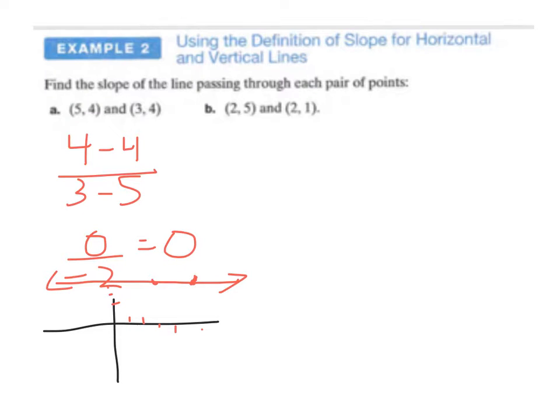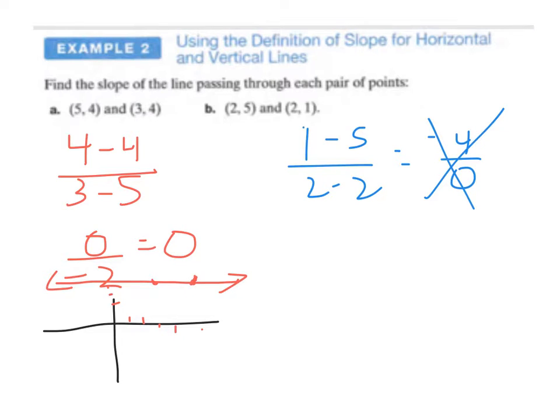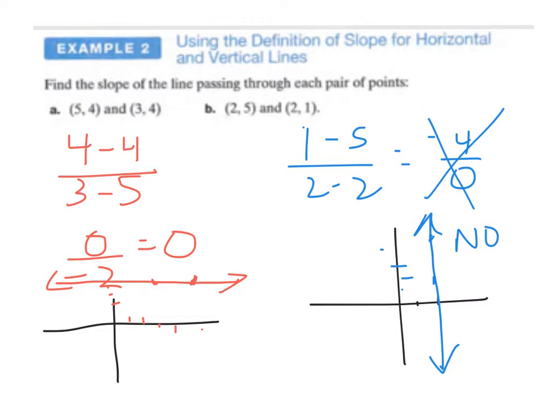Now if we look at this next one, and I go 1 minus 5 and 2 minus 2, we get -4, but we get a 0 in the denominator, and this is a bad thing. When we have a 0 in the denominator, we don't have a slope, it doesn't exist. If I plot that point, 1, 2, 3, 4, 5, and I go to 1, it happens to be what's called a vertical line. So vertical lines have no slope. There's a difference between no slope and 0, and horizontal lines have 0 slope.